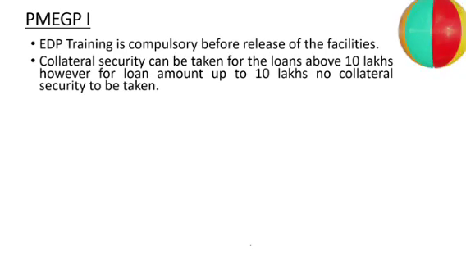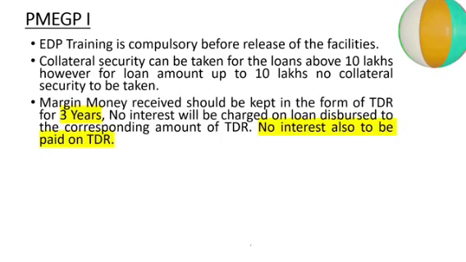Okay, loan up to 10 lakh in micro and MSME as well as up to 2 lakh in agri. Hope you have got my point. Okay, so the normal guideline will apply for collateral security in PMEGP. No specific guideline from PMEGP. Then margin money received should be kept in form of TDR for 3 years. No interest will be charged and no interest will be paid on TDR. Okay, so lock-in period is 3 years.